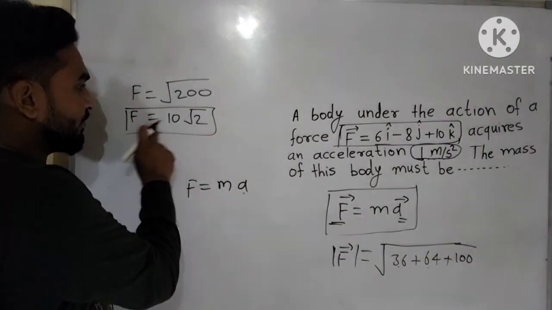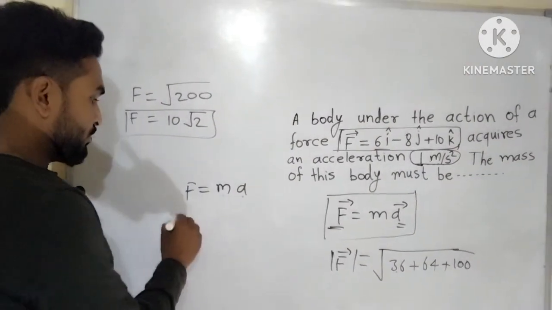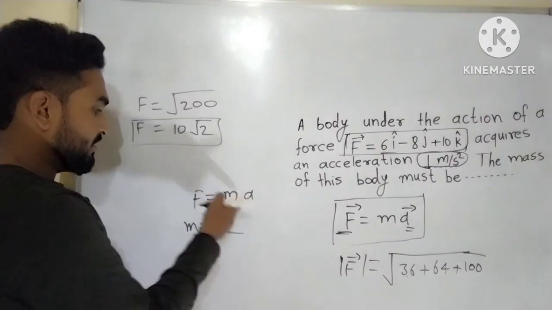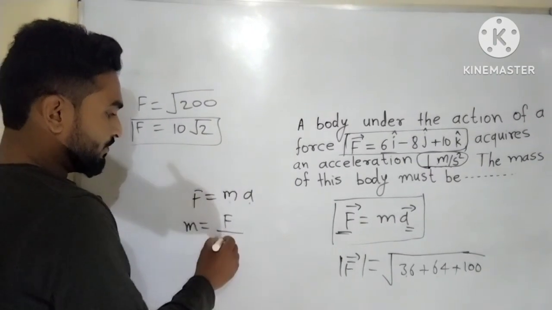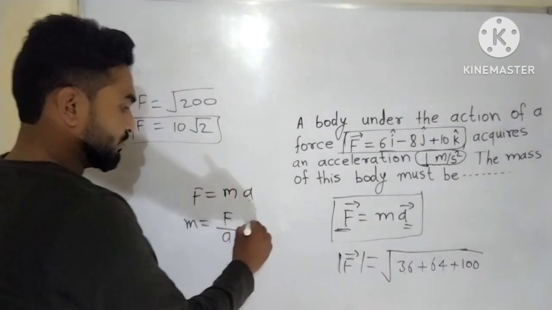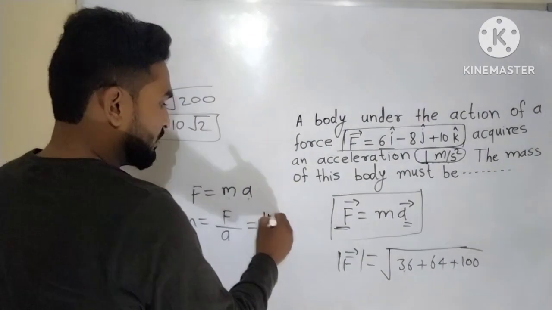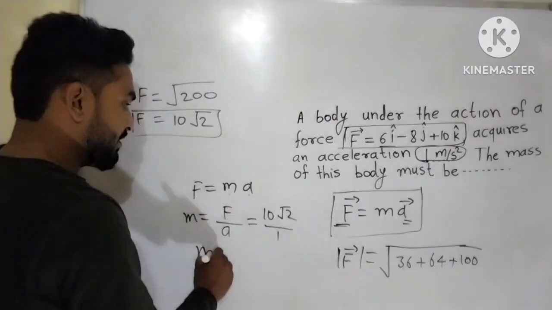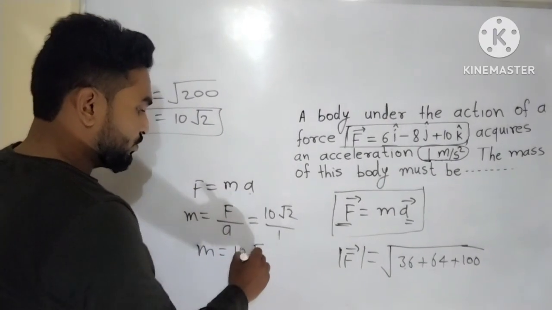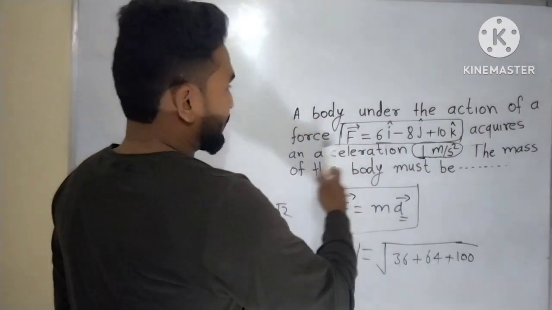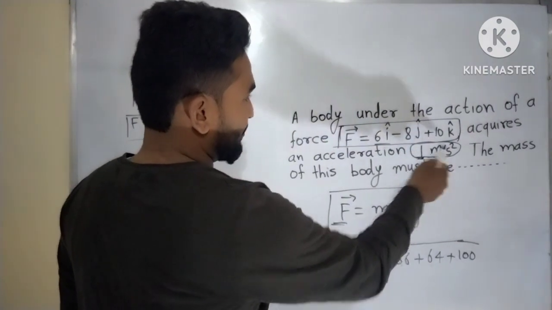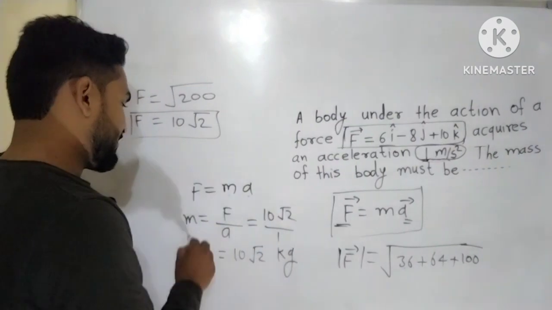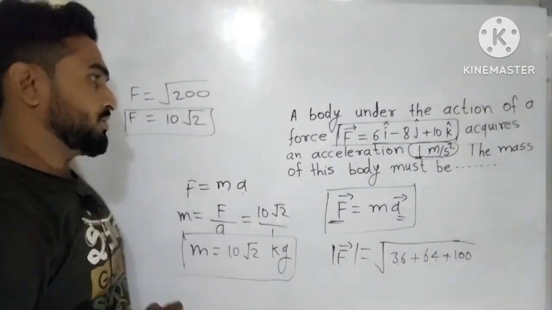So now use this formula to find the mass. Mass is equal to force divided by acceleration. Force is 10 root 2 divided by acceleration, which is given here as 1, so mass will be equal to 10 root 2. See here, force is in newtons and acceleration is 1 meter per second square, therefore this mass will be in kilograms, right? So this is the mass of this particle.